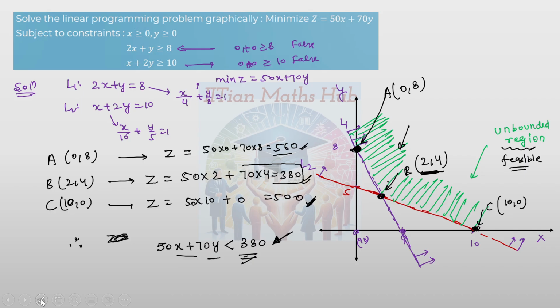The minimum value. So the minimum value will be occurring if, yes, you are correct, if suppose 0 comma 8 is also giving you the minimum value, and 10 comma 0 is also giving some minimum value which is nearly around 380, let's suppose. In that case it will have multiple solutions. That's what you all want to say.